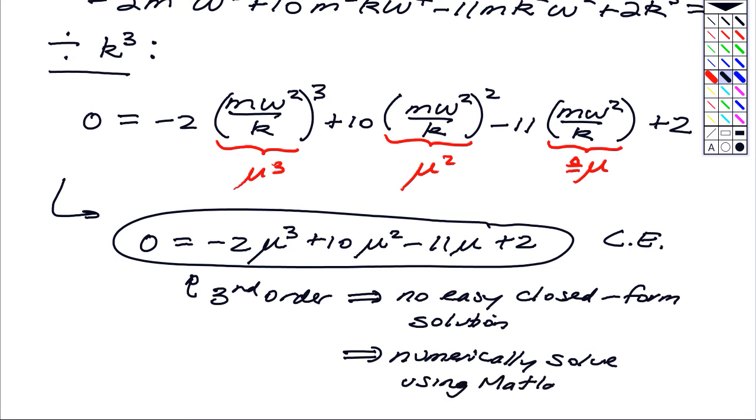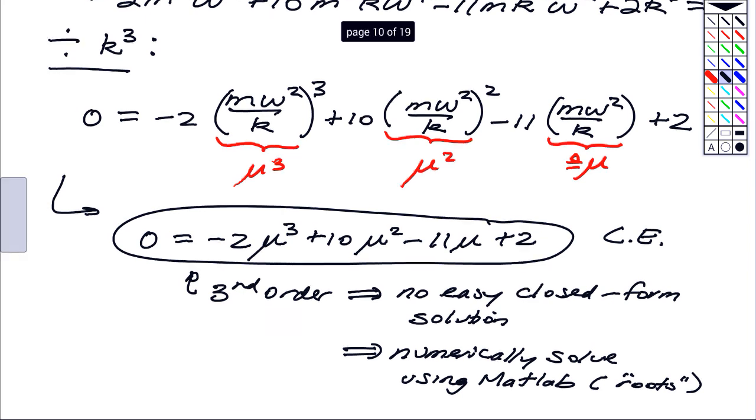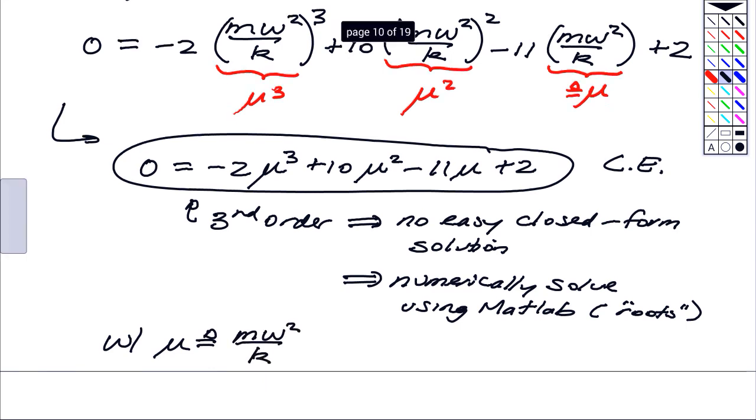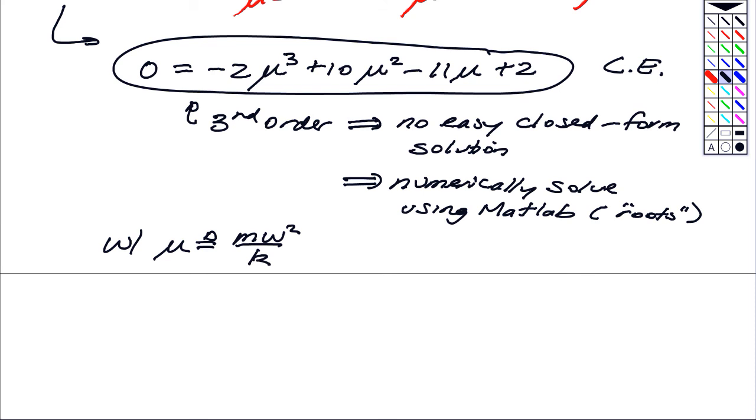And I'm going to use MATLAB to solve this. In fact, the MATLAB function I'm going to use is called roots. With roots, you just simply need to provide MATLAB with numerical values for these 4 coefficients of the cubic equation, and you get back the answer. Let's remind ourselves that mu here is defined to be m omega squared over k. We'll use that in the end because we don't really want to know mu. We want to know omega, but we'll solve for mu first.